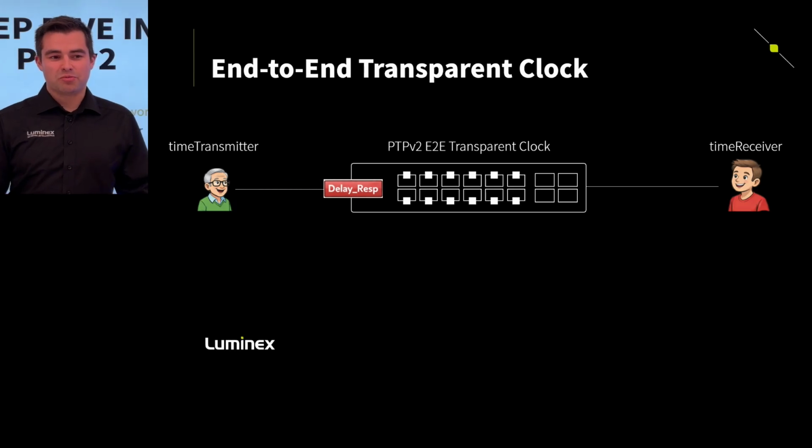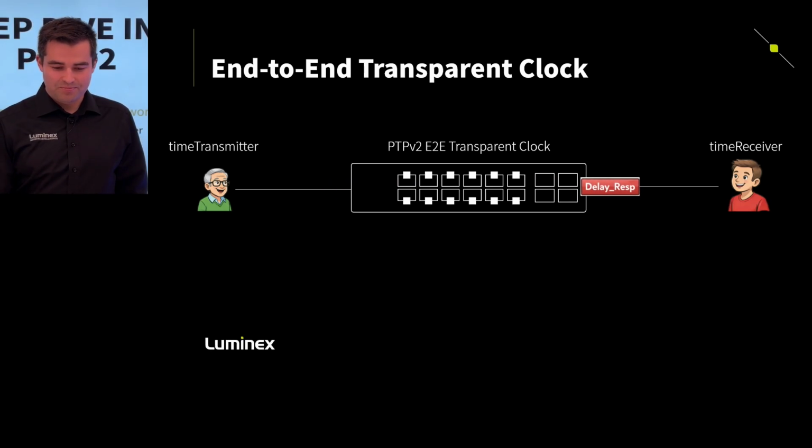Finally, there is the delay response, a general message for which timing is less important because it just contains the value T4, if you remember from before. But the timing of this packet itself is less important.